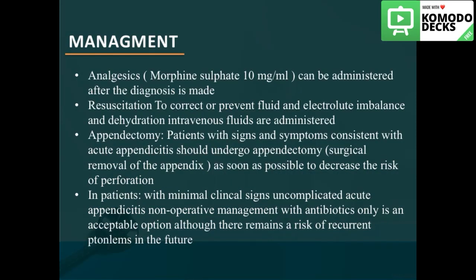Management. Analgesic like morphine sulfate 10 mg can be administered after the diagnosis is made. Resuscitation to correct or prevent fluid and electrolyte imbalance and dehydration; IV fluid is administered. Appendectomy: a patient with signs and symptoms consistent with appendicitis should undergo appendectomy, surgical removal of the appendix, as soon as possible to decrease the risk of perforation.